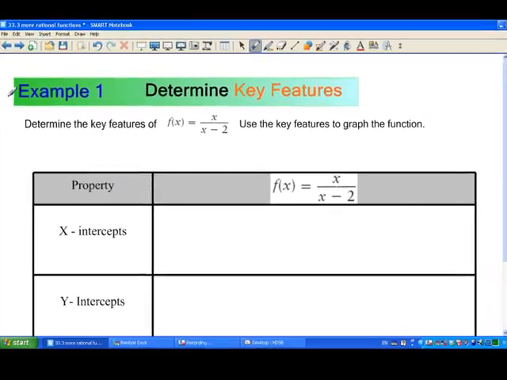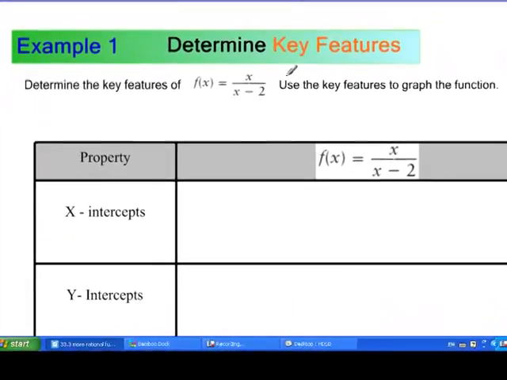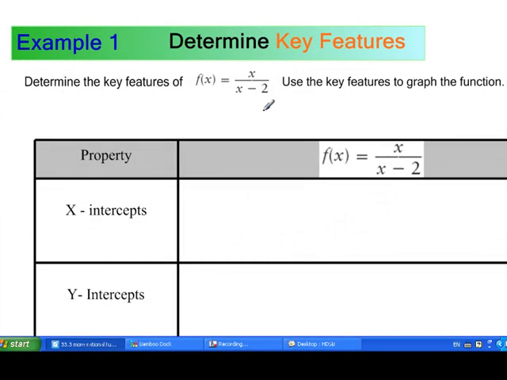So first we need to take some time to look at key features of a polynomial, and we'll start by looking at key features of one of these functions, and we'll start with an easy function. We'll look at the function x divided by the function x minus 2. So we'll start by looking at the x-intercepts.